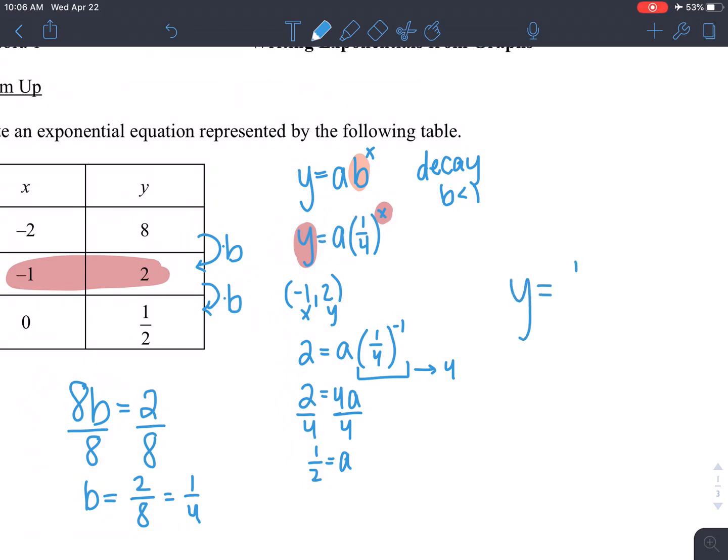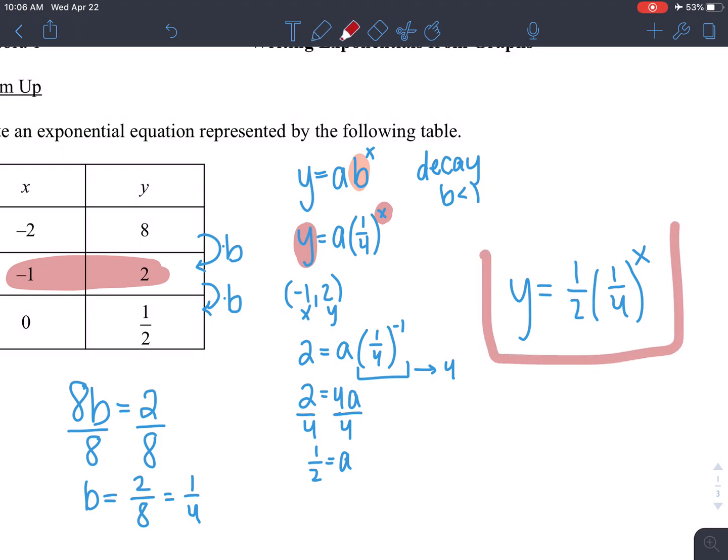So y equals 1/2 times the base of 1/4 to the x. And that's my final answer.